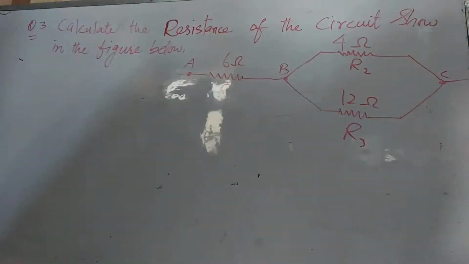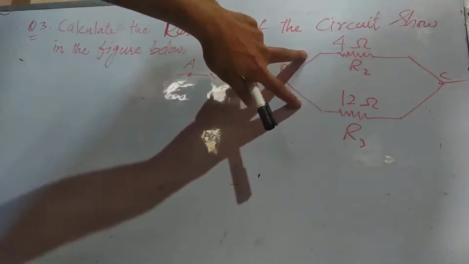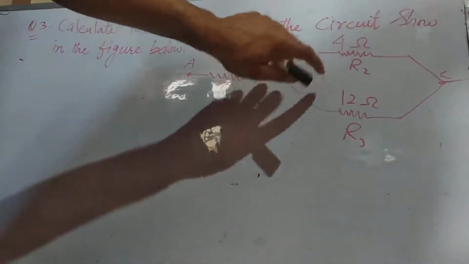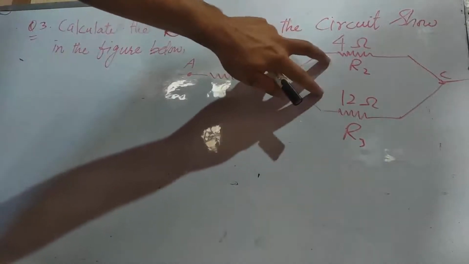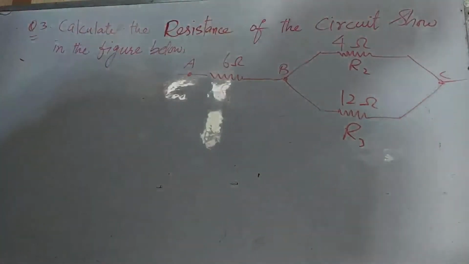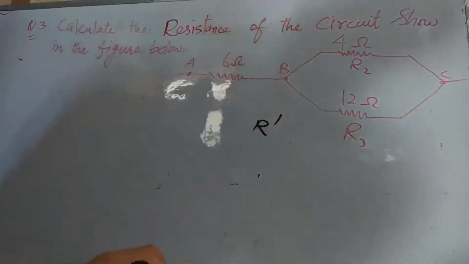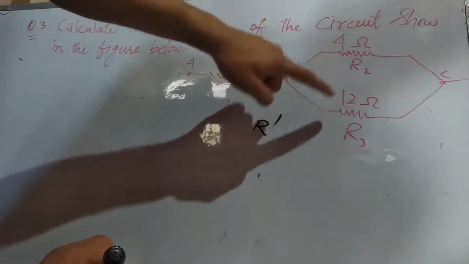How to solve these problems where there are mixed types of combinations? So let's try this question. Firstly, we will calculate this resistance, this combination resistance. If R dash is the net effective resistance of these two parallel combination resistors, R dash is the net effective resistance of parallel combinations of R2 and R3.